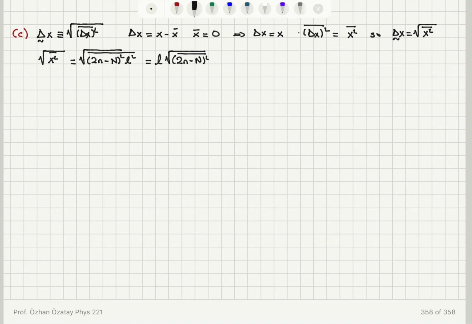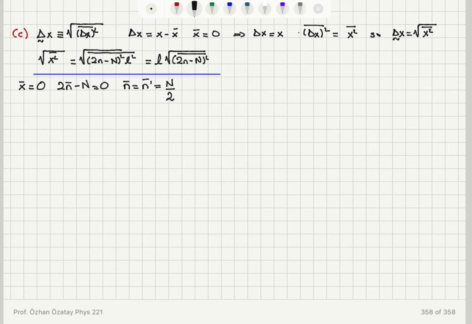Okay, so we need to find what this is. All right, so I would like to talk about the mean value of n, so let's leave this for a moment here and go back to the discussion on n instead of x. So we have x bar is equal to 0, which means we have 2n bar minus N is equal to 0. So the mean value of n is equal to mean value of n prime, which is capital N over 2.